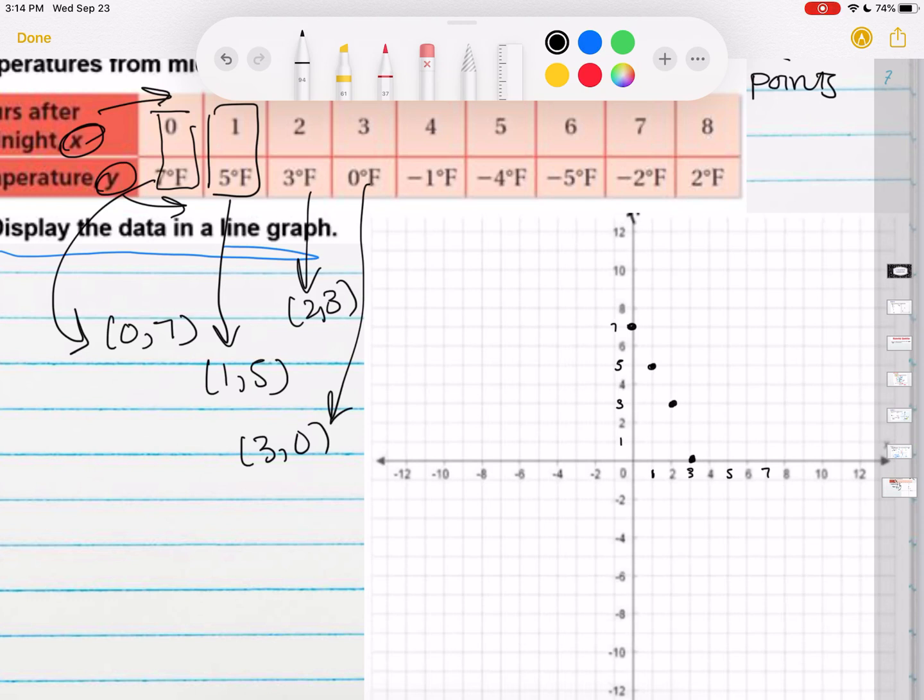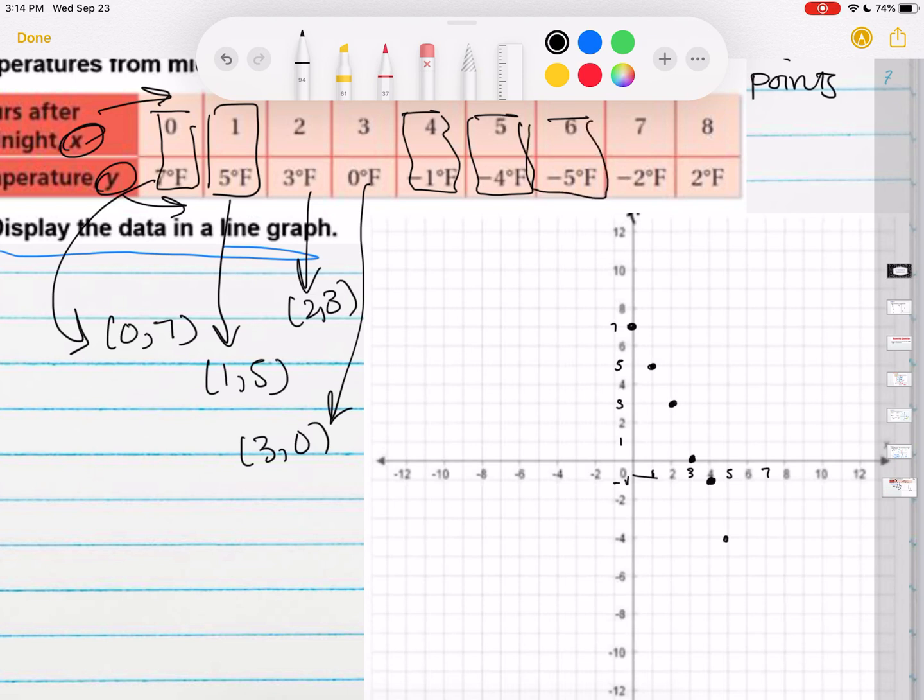Let's see, my next one is going to be (4, -1). So I'm going to go to 4 on x, and down 1, that's about right here, right? Because even though -1 isn't listed on my vertical axis, it would be between 0 and -2, so right here at that line. My next one, (5, -4), so I'm going to go to 5. I'm going to go down 4, 1, 2, 3, 4, which is at the vertical location of where the -4 is.